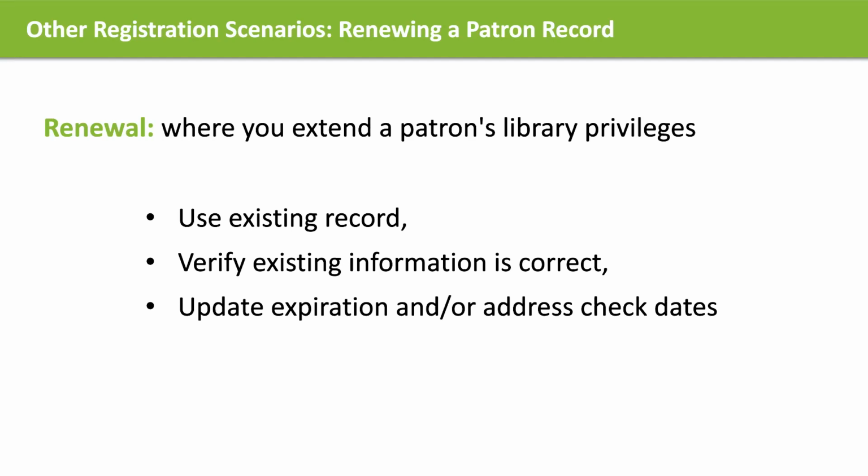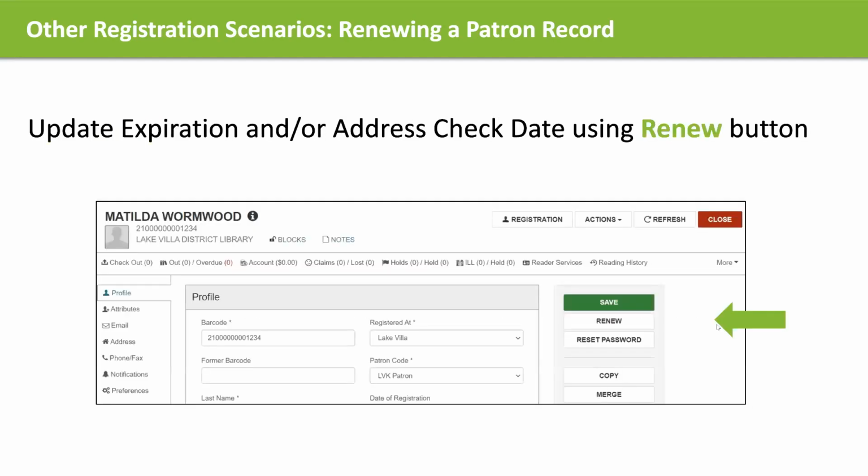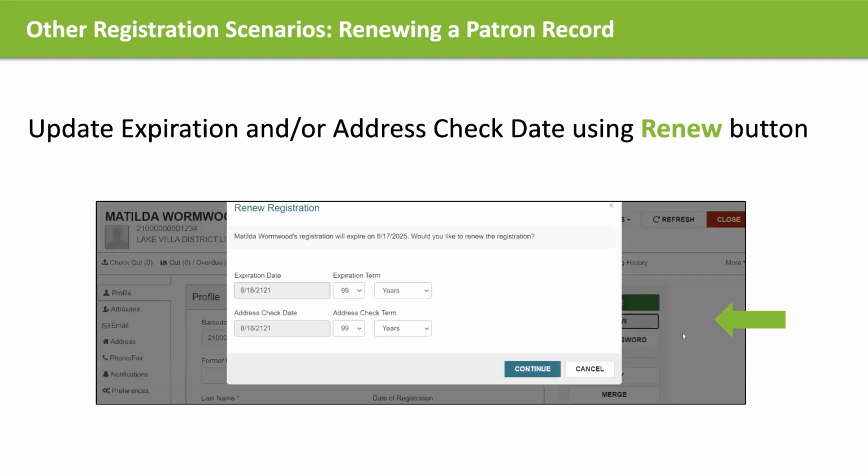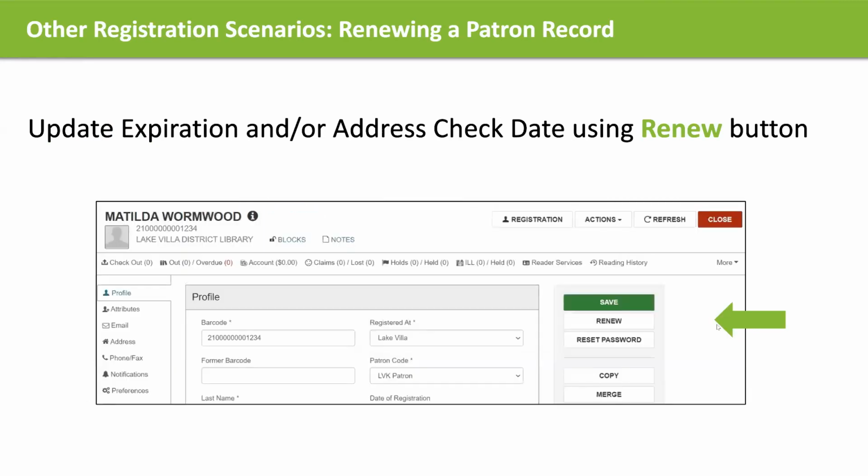Now there's two ways to update these, the expiration and the address check date. The first option is the renew button. You'll find this on the right-hand side of the registration work form. This button will allow you to update both the expiration date and the address check date at once. These dates are going to default to your library's registration period, but you can specify a different number of years here if you need.